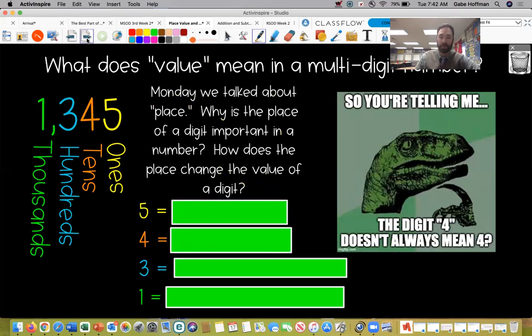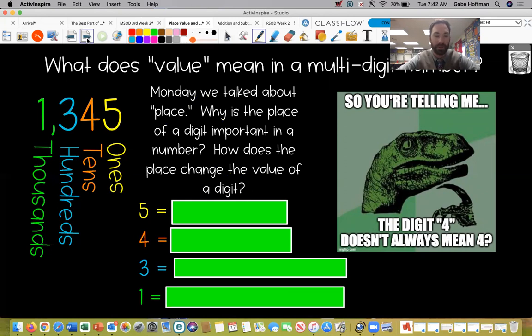So let's talk about what value means in a multi-digit number. On Monday we talked about place and why the place of a digit is important. That's because the place determines the value, right? The value is what something is worth. We talked about it on Monday a little bit with the value of money. I could have 5 bills in my wallet, but they all have a different value based on the number on the bill. Same thing goes with place value in a larger whole number.